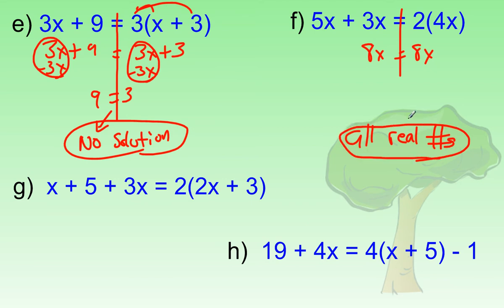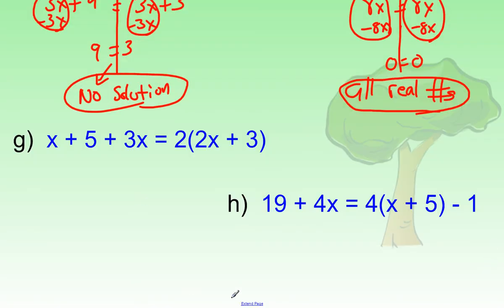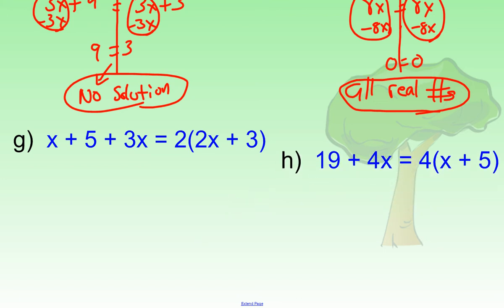But some people like to go the step farther because they like to finish the problem and get rid of the variables on both sides. So if you would subtract 8x on both sides, this side gives you 0, this side gives you 0, and yes, 0 equals 0. Letter G. I'm going to move h out of the way first, just so I have space.